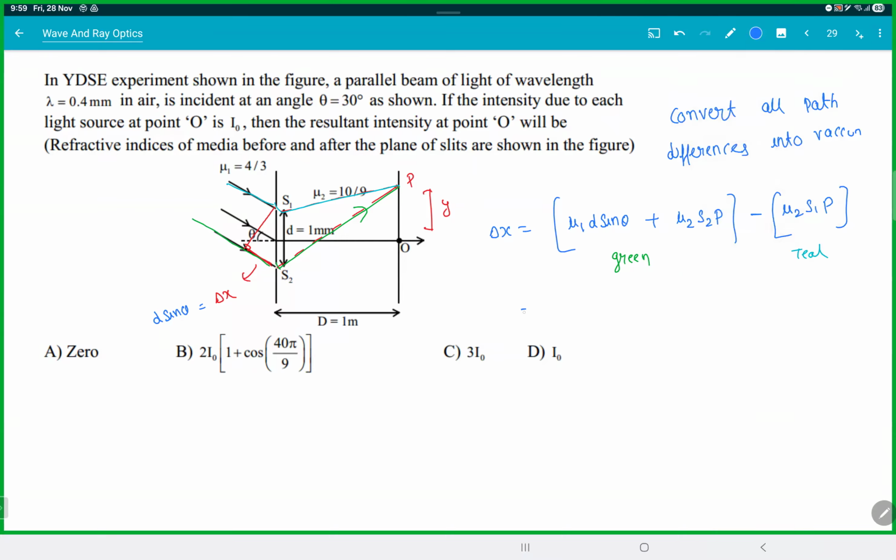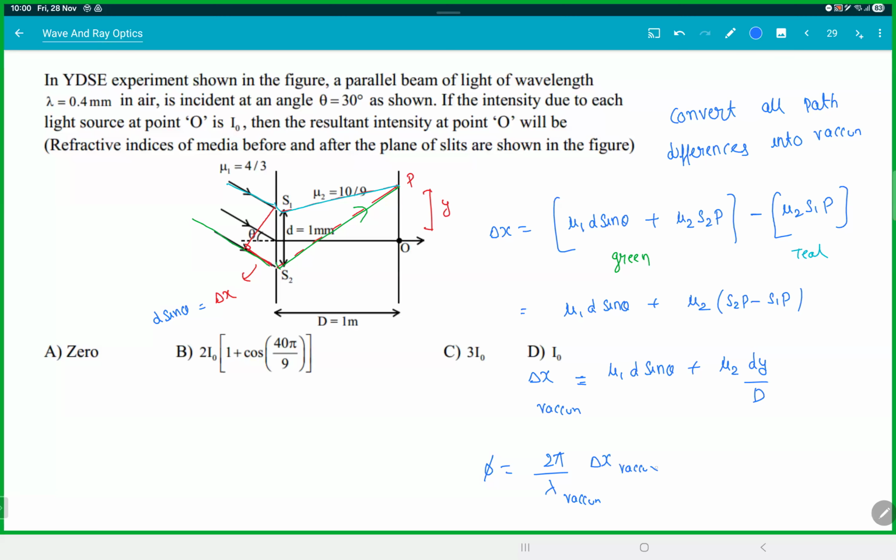Yeah, done. So what is the path difference there? That will be mu1 d sine theta. This will be mu2 into S2P minus S1P. I hope you remember what that is. S2P minus S1P is dy by capital D. So mu1 d sine theta plus mu2 dy by capital D. This is the path difference in vacuum. So if you want phase angle, then this should be 2 pi by lambda in vacuum. Make sure you're converting everything into vacuum. There, you'll get whatever you want.